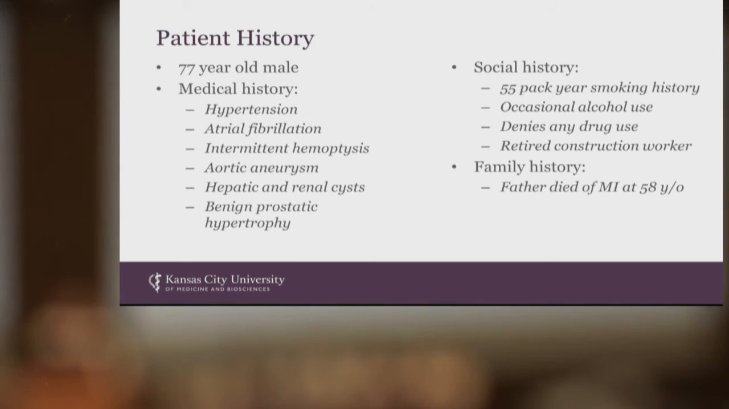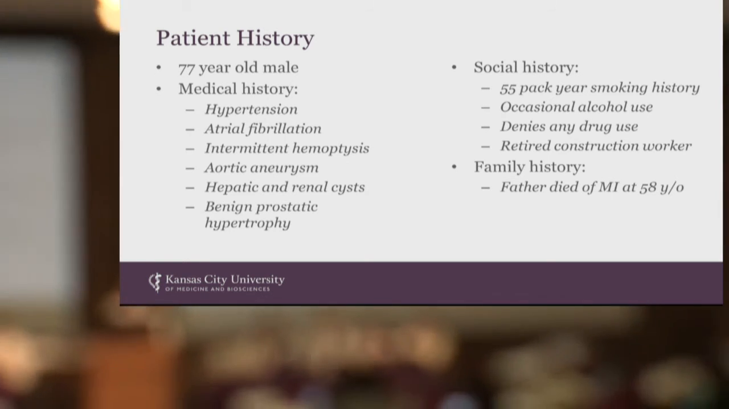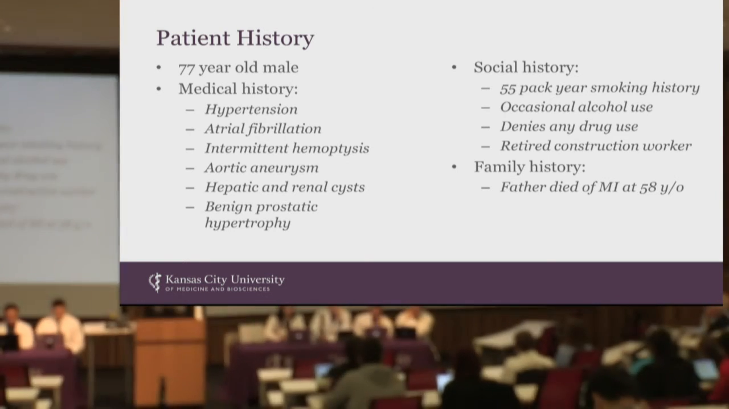Patient history: the patient had a past medical history of hypertension, atrial fibrillation, intermittent hemoptysis, aortic aneurysm, hepatic and renal cysts, and benign prostatic hypertrophy. His social history was that he had a 55-year pack history. He occasionally had alcohol use, denied any type of drug use, and was a retired construction worker. Relevant family history was that his father died of an MI at 58 years old.